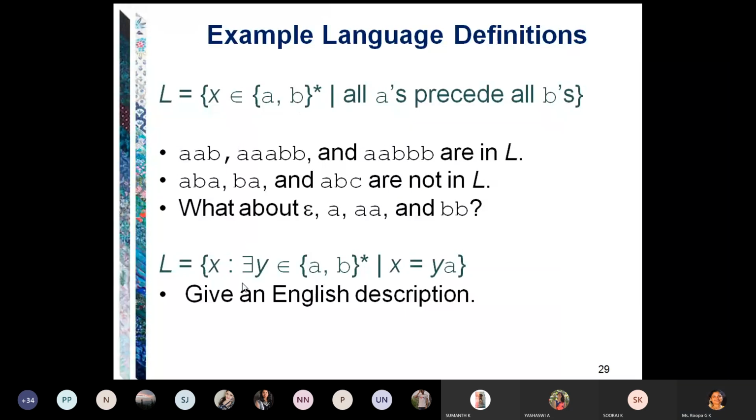Understood now? Can you give an English description for this one? Okay, this is for you. I don't have the answer for this, I mean, a written answer I don't have.